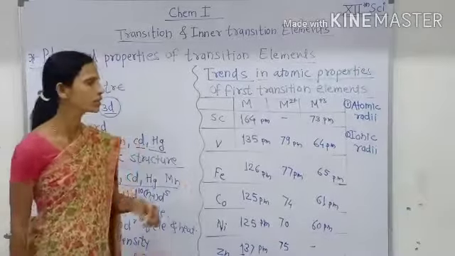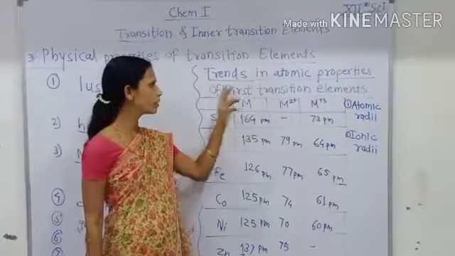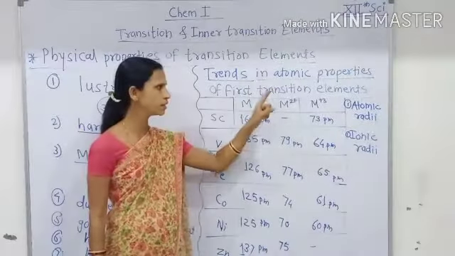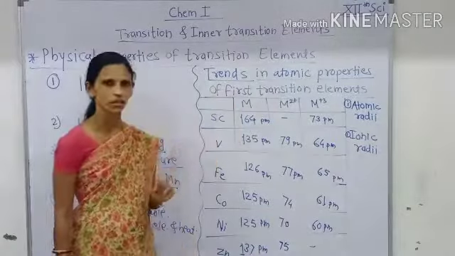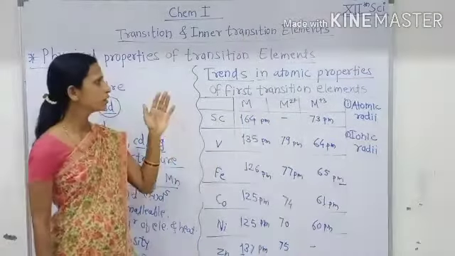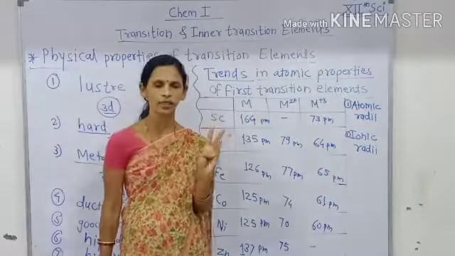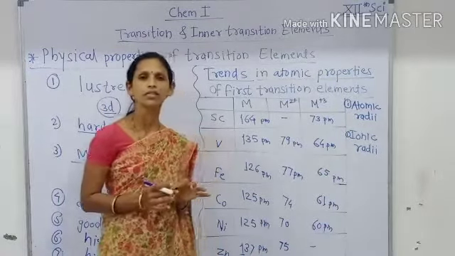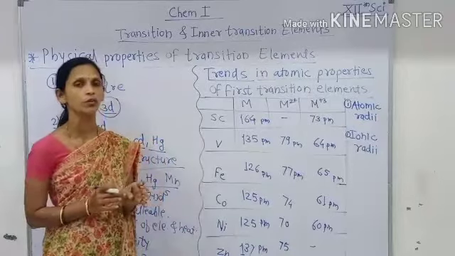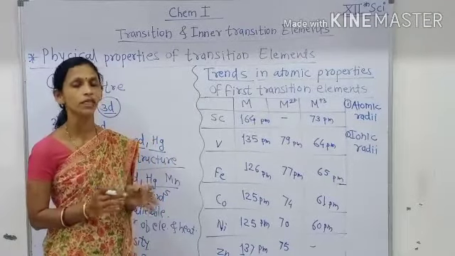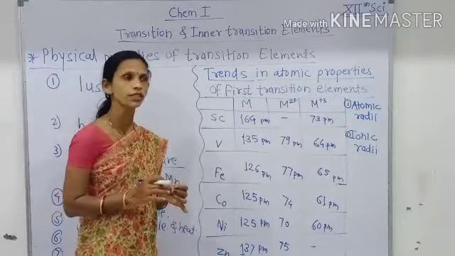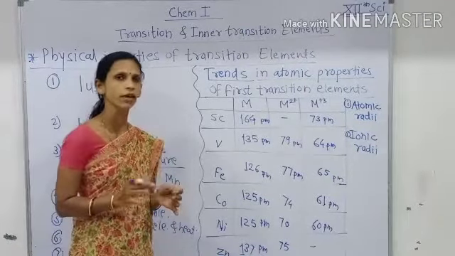Now we will discuss trends in atomic properties of first transition series elements. All of you know the trends in atomic properties are atomic radii, ionic radii, ionization enthalpy, magnetic properties, electronegativity, electropositivity, oxidation state and valency, etc.